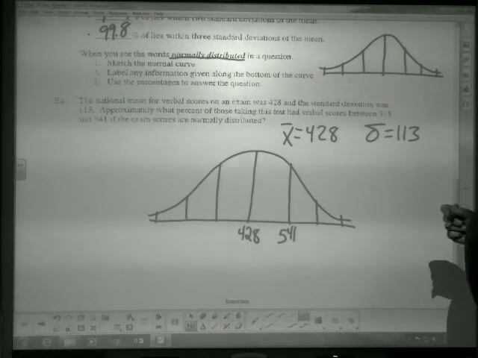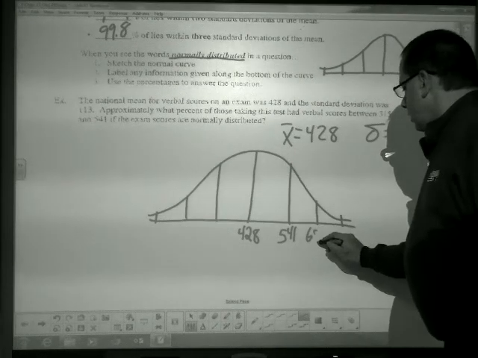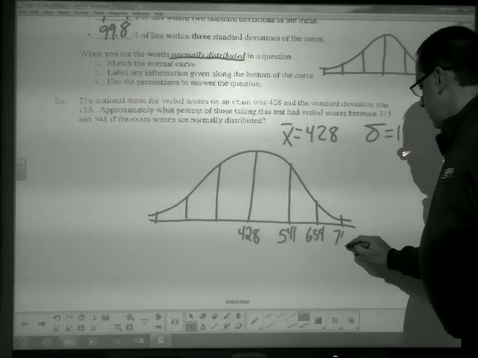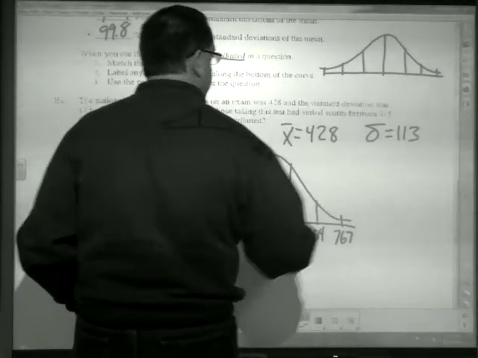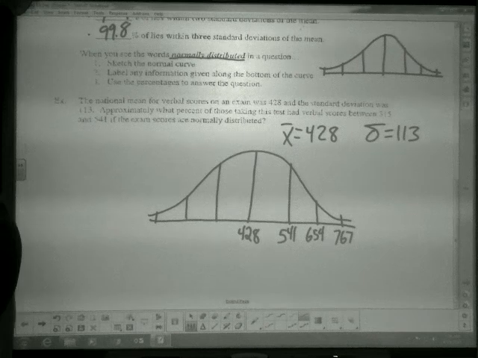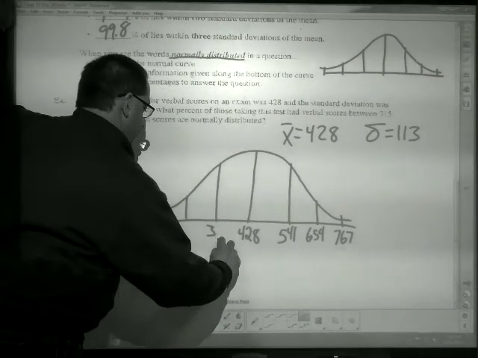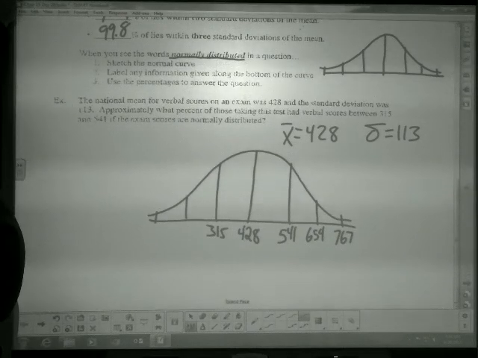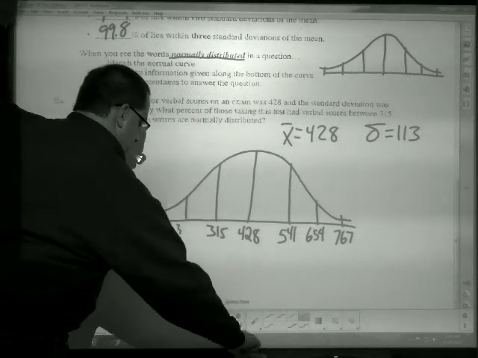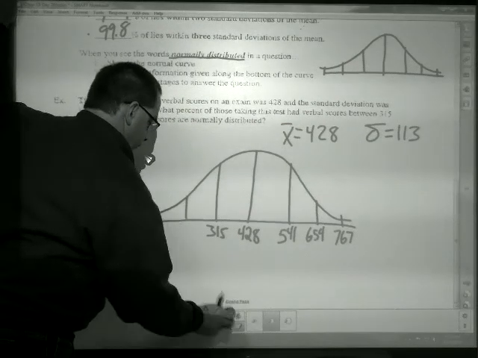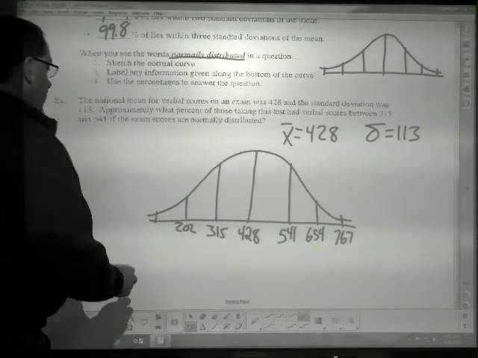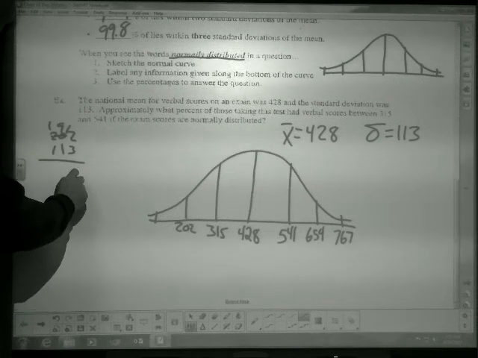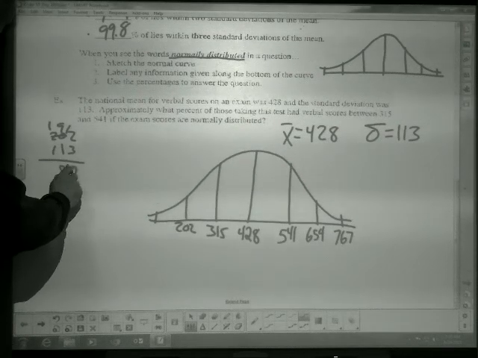And if I add another 113, it's 654. And if I add another 113, I get 767. All right, so now I'll go backwards. 428 minus 113 would be 315. Take away 113 would be 202. Oh, squiggly. And if I take 202 and I take away another 113, okay, 12 minus 3 is 9, I get 89.